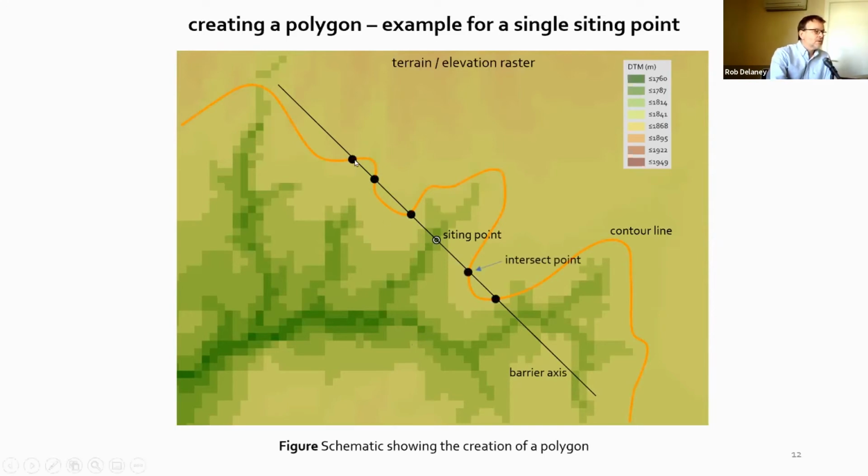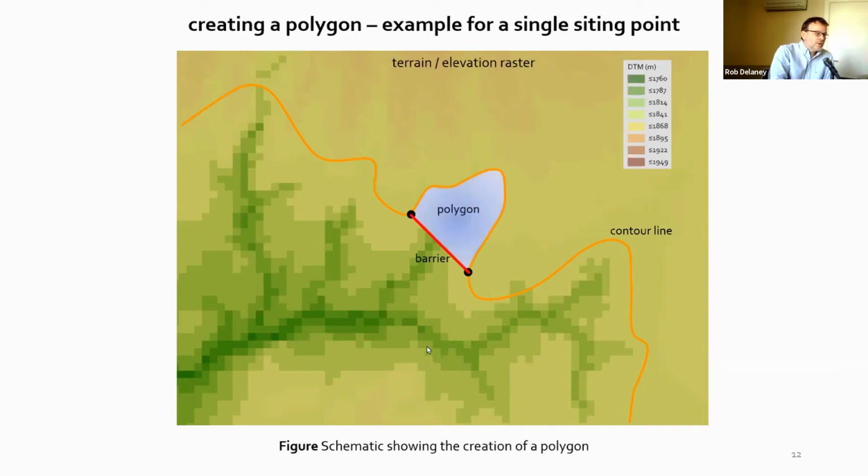And the points where they cross, we create an intersect point. In this example here, there are 5 intersect points. However, this is the area we're interested in for this sighting point, a barrier across here. So we're not interested in the 3 intersect points on the outside. We're interested in keeping an intersect point adjacent to the sighting point. So we need to remove these 3. So the tool identifies which these points are and removes them, leaving us with just the 2 intersect points, which then allows us to create a barrier at a known elevation between these 2 intersect points.